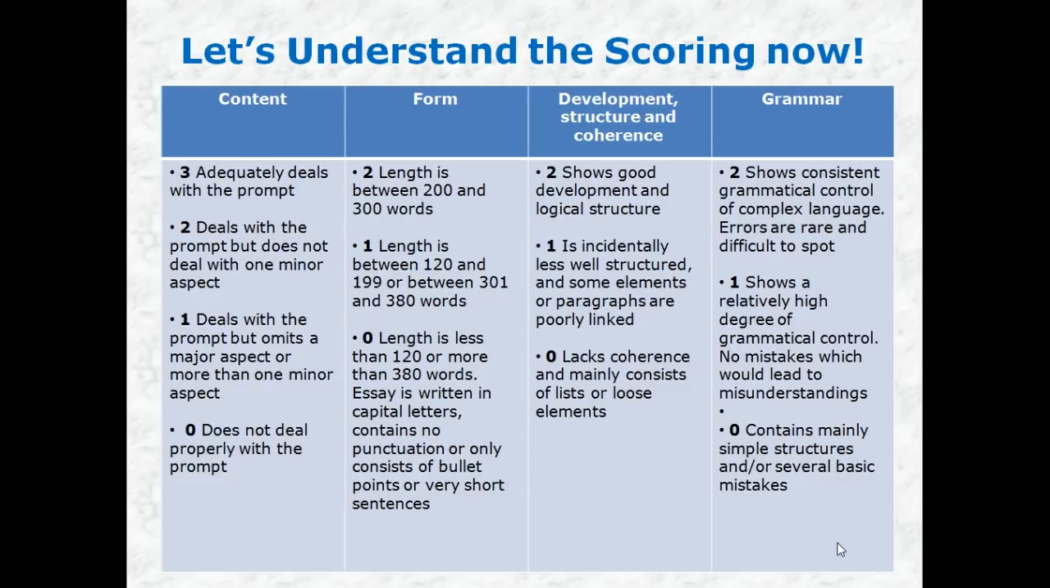Then comes form. When you write your essay in 200 to 300 words, you get 2 out of 2. Otherwise, you would be getting a lower score. Then comes development structure and coherence.